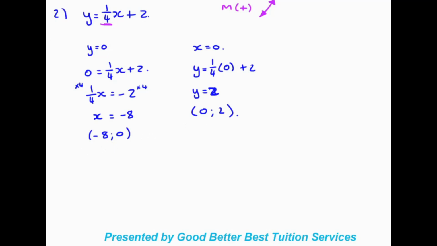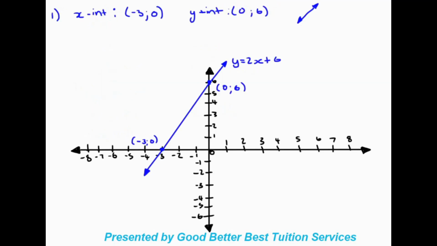So once we've gotten our coordinates, we can head over to the plotting once again. Let's use purple this time. So this is graph number 2. Our x-intercept works out to be -8 and 0, and our y-intercept we work out to be 0 and 2.